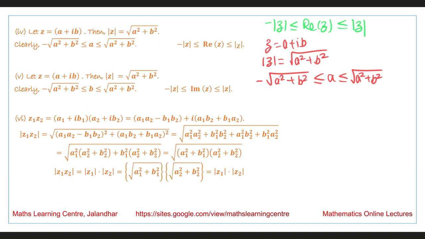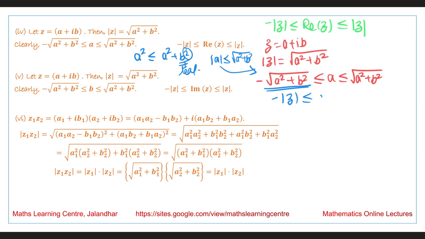Now why are we writing this result? We are saying that a square is always less than or equal to a square plus b square, where b is some real number. It is squared over here, so it is always less than or equal to this. So if we take the square root on both sides, we obtain that mod of a is less than or equal to the square root of a square plus b square, and it gives us this inequality. So we have the answer in this form: minus mod z is less than or equal to the real part of z, which is less than or equal to mod of z.